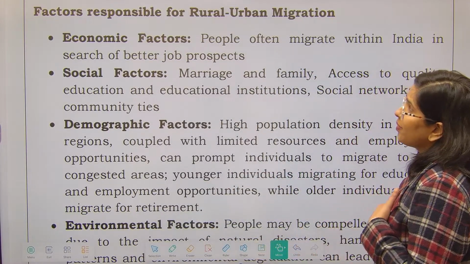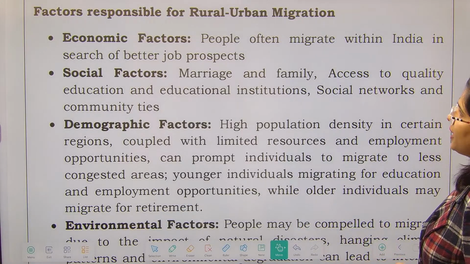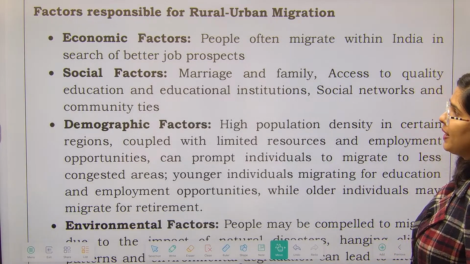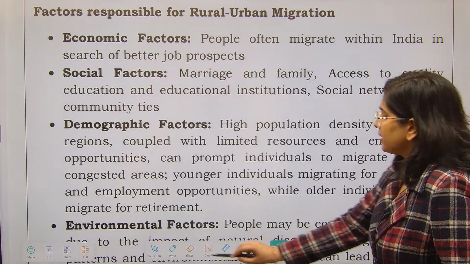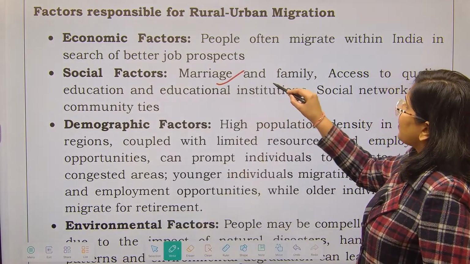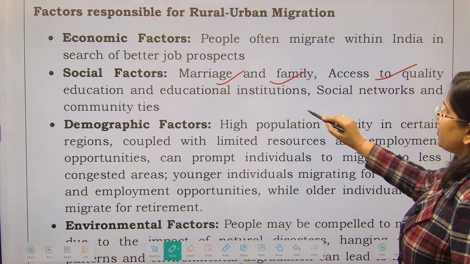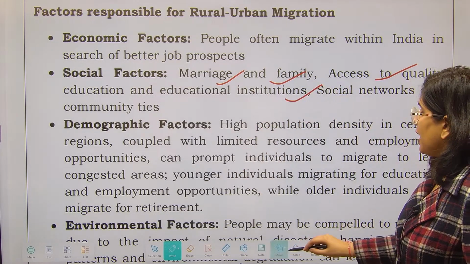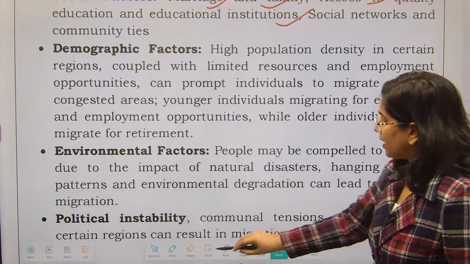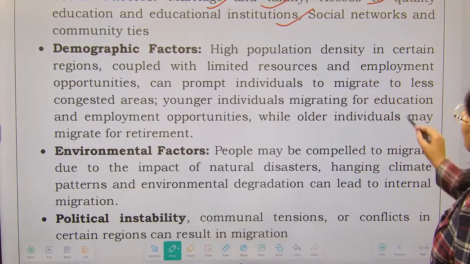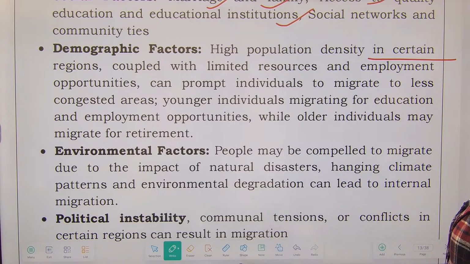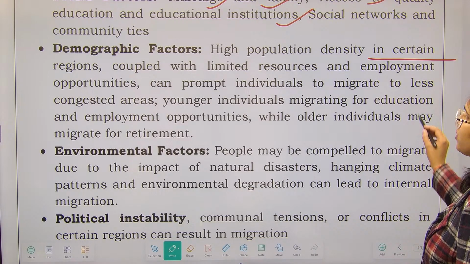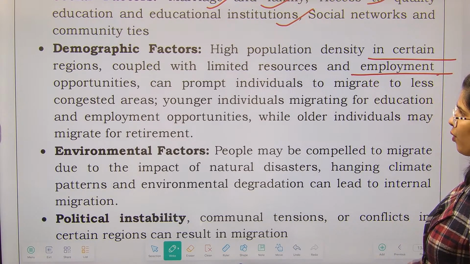So first of all, economic factors are there. Obviously, people migrate because of better job prospects. Social factors are there. For example, marriage, family, access to quality education, educational institutions. Demographic factors are there. What are demographic factors? High population density in certain regions, coupled with limited resources and employment opportunities.